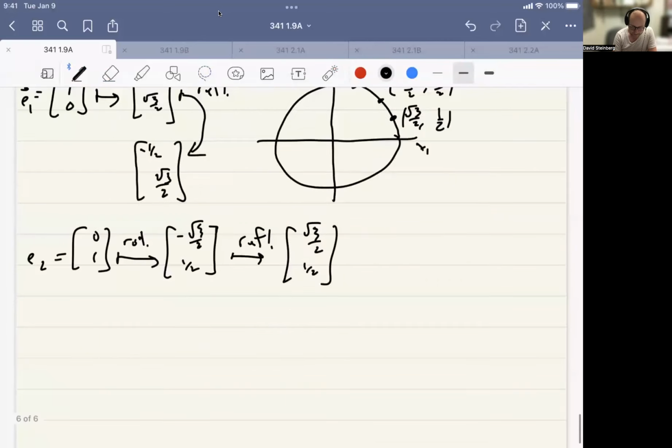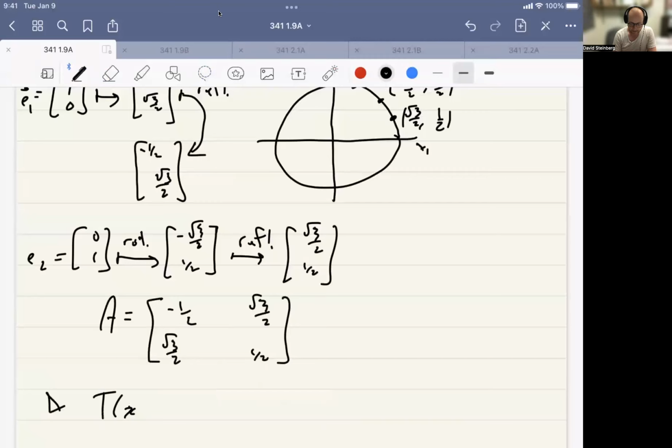Okay, so then our matrix is just these things grouped together into a single matrix: negative 1/2, root 3 over 2, root 3 over 2, 1/2. And then we know that our linear transformation is just equal to AX for all x.